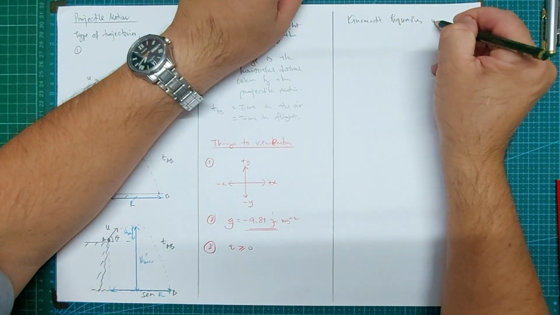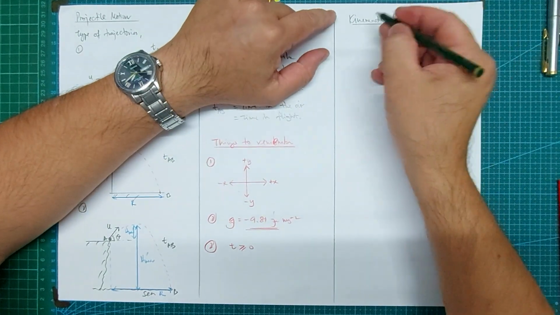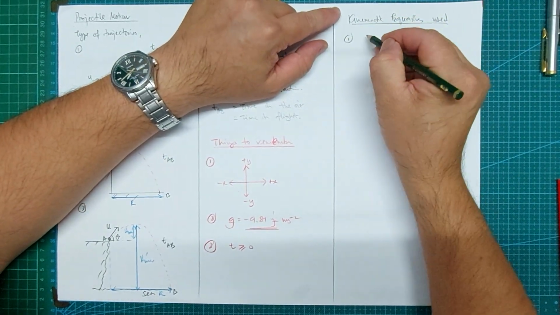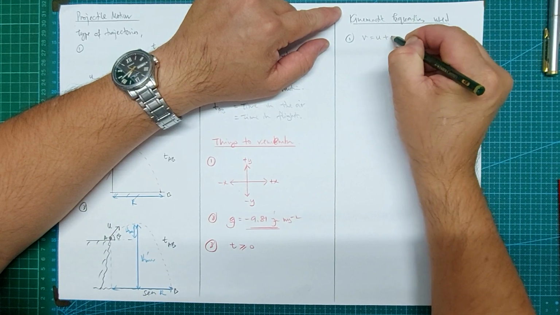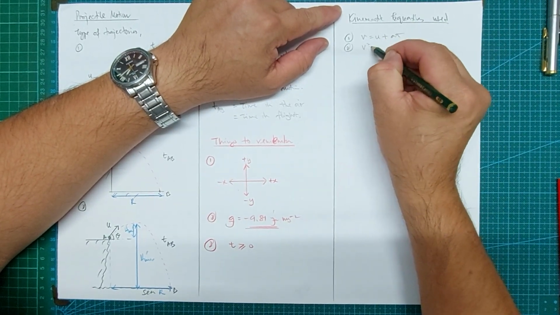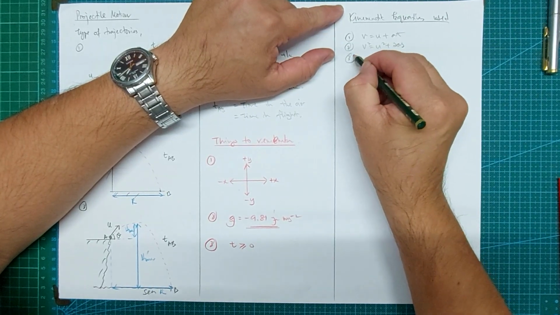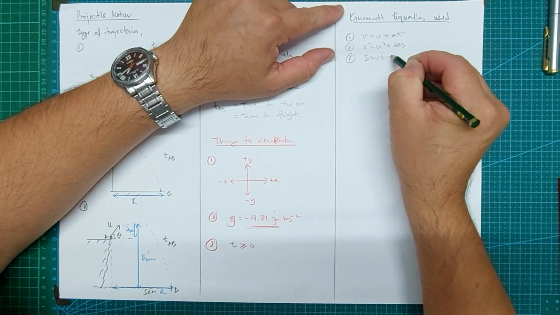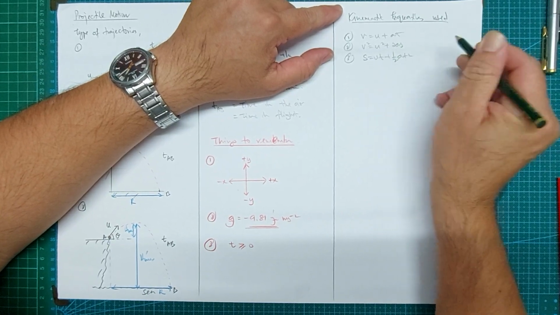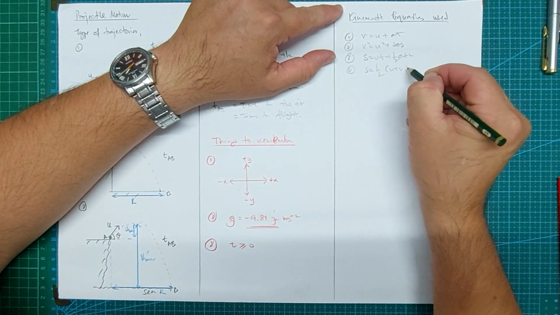Okay, these are the kinematic equations that we're going to use to solve all these problems. The first one is v equal to u plus at. Number 2, we have v squared equal to u squared plus 2as. Number 3, we have s equal to ut plus half at squared. And the fourth one, which we actually seldom use, is this one.